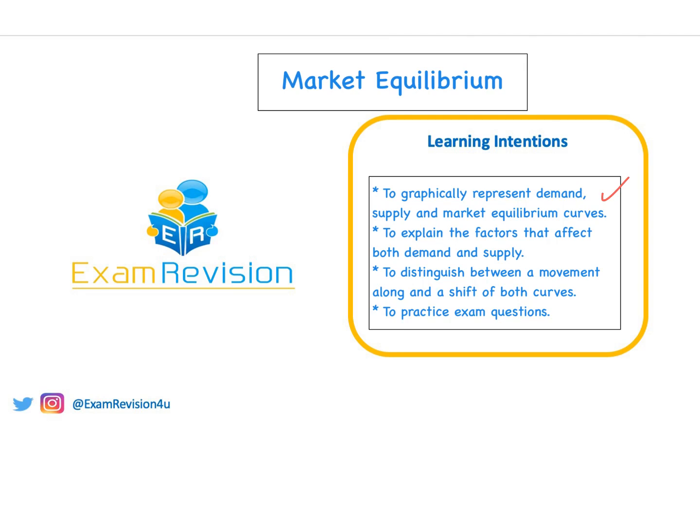We have looked at the factors that affect both demand and supply. We've looked at the factors that cause a movement along both the demand and supply curve, and then the shift. So the factors other than price which can cause a shift of the demand or supply curve. And we've graphically represented those. And we have looked at all those factors together to practice some of the most recent exam questions that have come up.